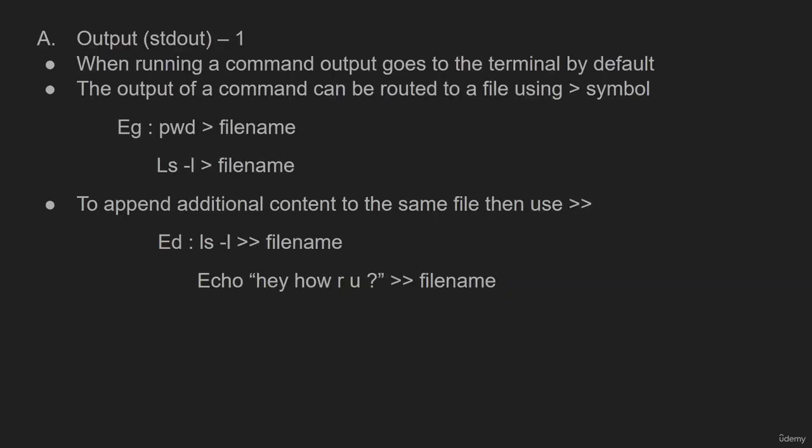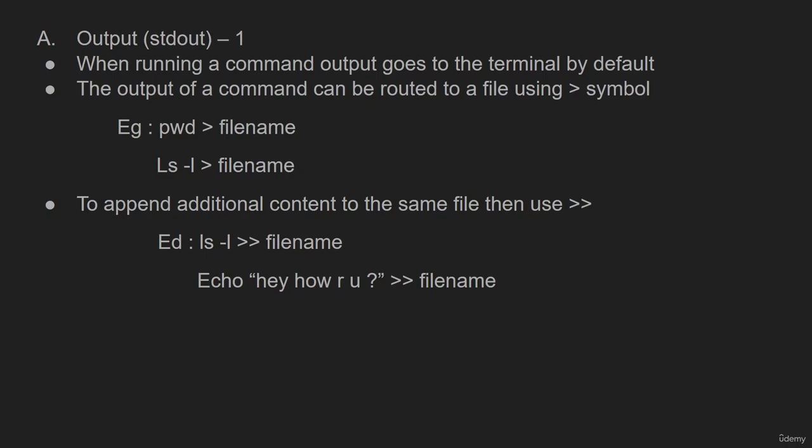So the first thing we are going to see is the output, stdout, which has the descriptor 1. So basically what is this stdout? When running a command, output goes to the terminal by default. Of course, whenever you run a command in your terminal, the output is displayed in your terminal, right? So what if you don't want to display the output in the terminal? For that you can use the greater than symbol.